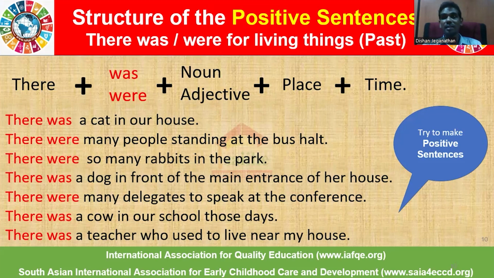So, what are the nouns in these examples? Cat, people, rabbits, dog, delegates, cow, and teacher. So, all of these nouns are living things.